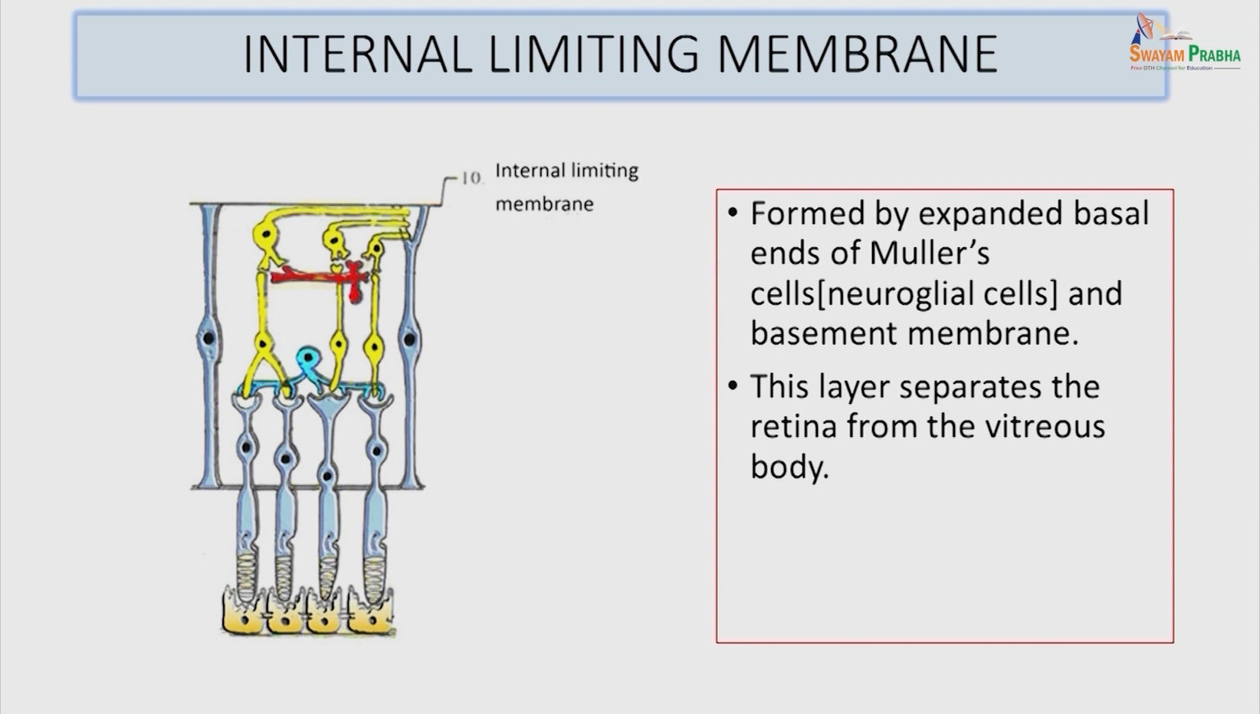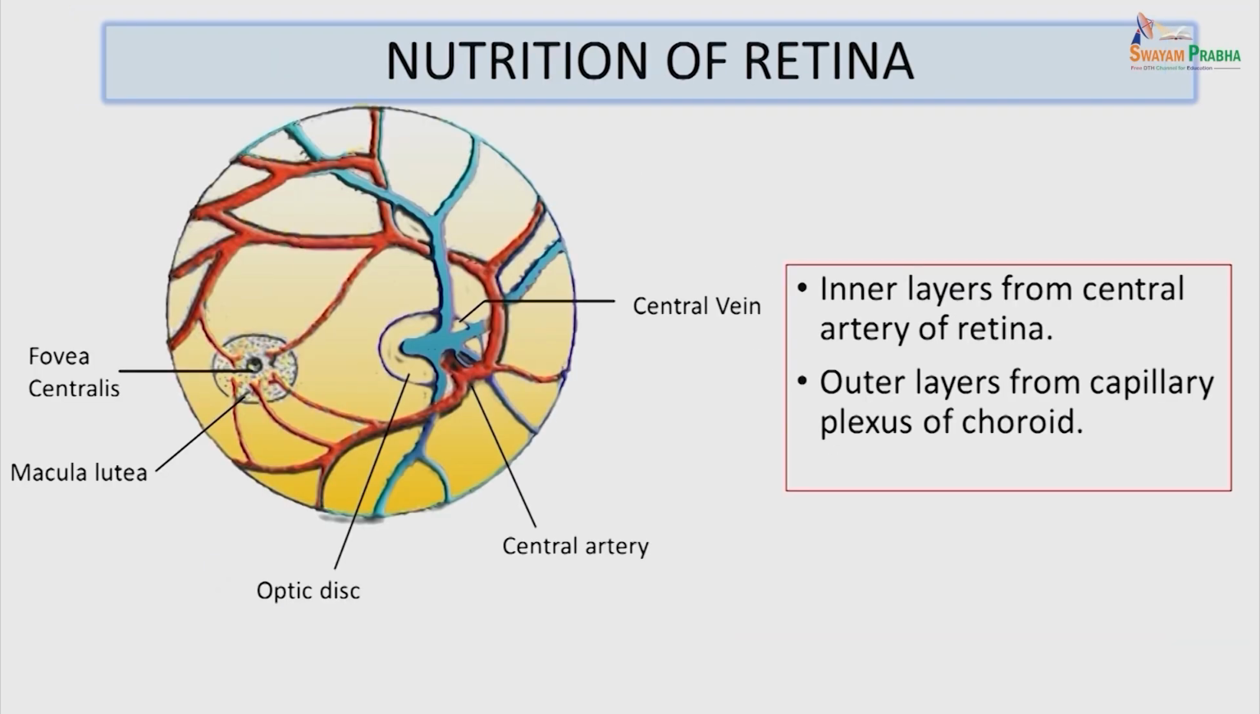The last layer, that is the internal limiting membrane, is formed by the expanded basal ends of the Muller cells, that is the neuroglial cells, and the basement membrane. This layer separates the retina from the vitreous body. So, about the nutrition of the retina, the inner layers get nutrition from the central artery of the retina and the outer layers from the capillary plexus of the choroid.